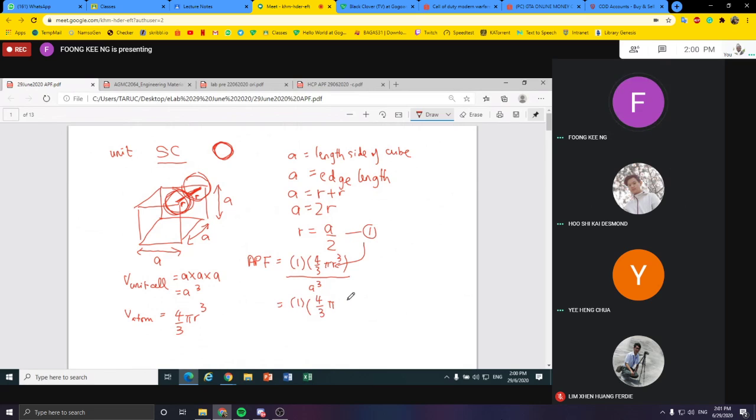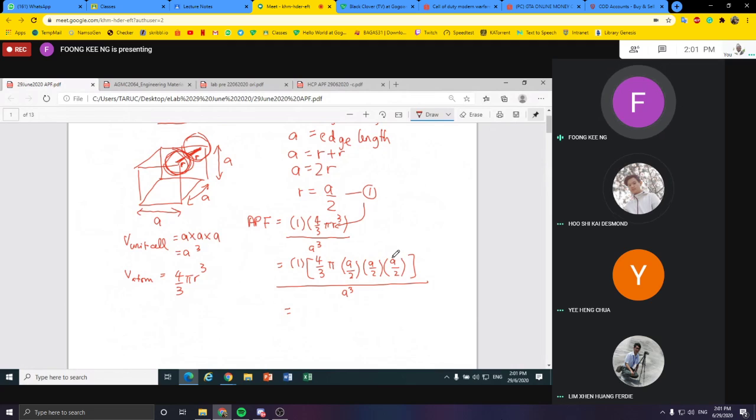4/3 pi. All right, r cube is what? a/2, cubed. Over a cube. What you have here now, this is what? a times a times a is a cube. All right, so will I cancel them away, the denominator and numerator?